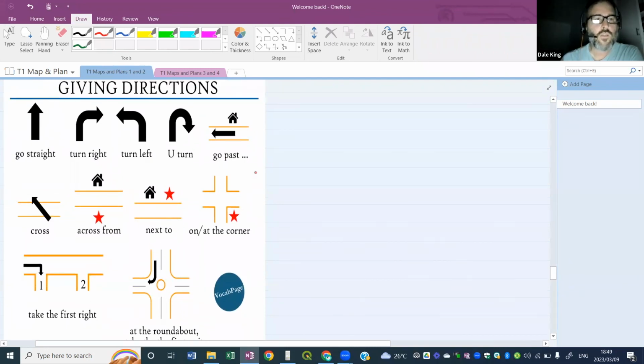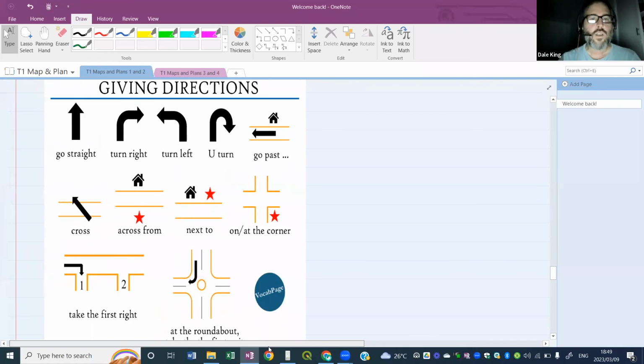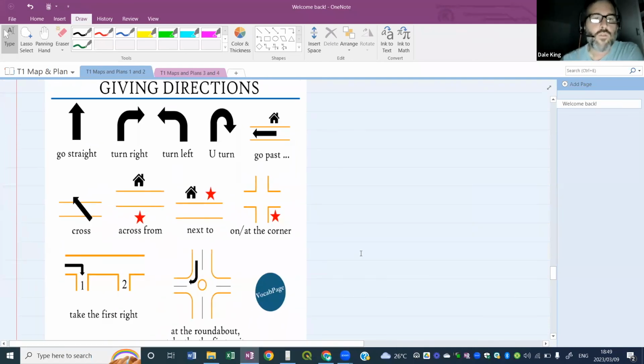Okay, if you want to take a screenshot of that, you can, and save it to try and help you remember how to use the words for direction. So maybe take a screenshot of that and save it, and then just look over it when you know you're going to do some map work in your math literacy paper.